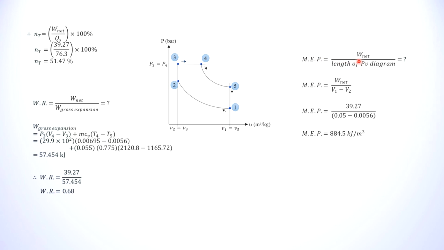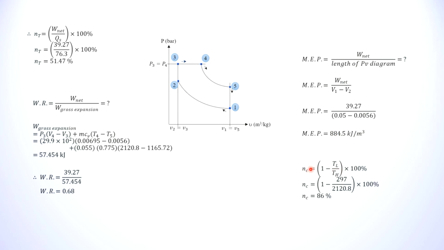So the next thing is your mean effective pressure, net work again. So that is why once you find out your net work, there are a lot of things you can find. Then the length of the PV diagram. Based on your PV diagram, the length would be here to here. So you can take the range between V1 and V2 to get the length of the PV diagram. So you've got a mean effective pressure, which you can measure in bar or kilonewton per meter square. So in bar, it should be 8.85 bar.